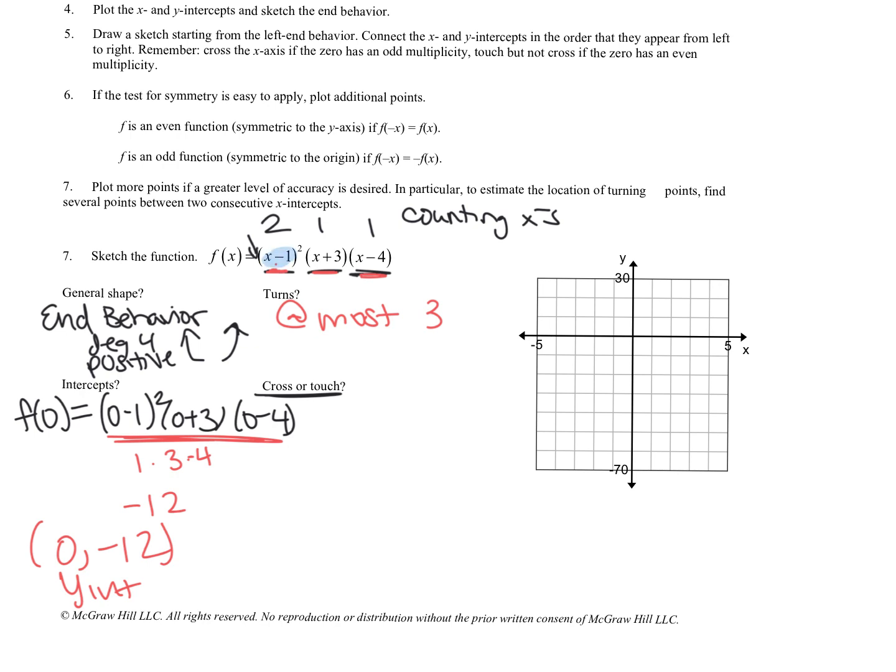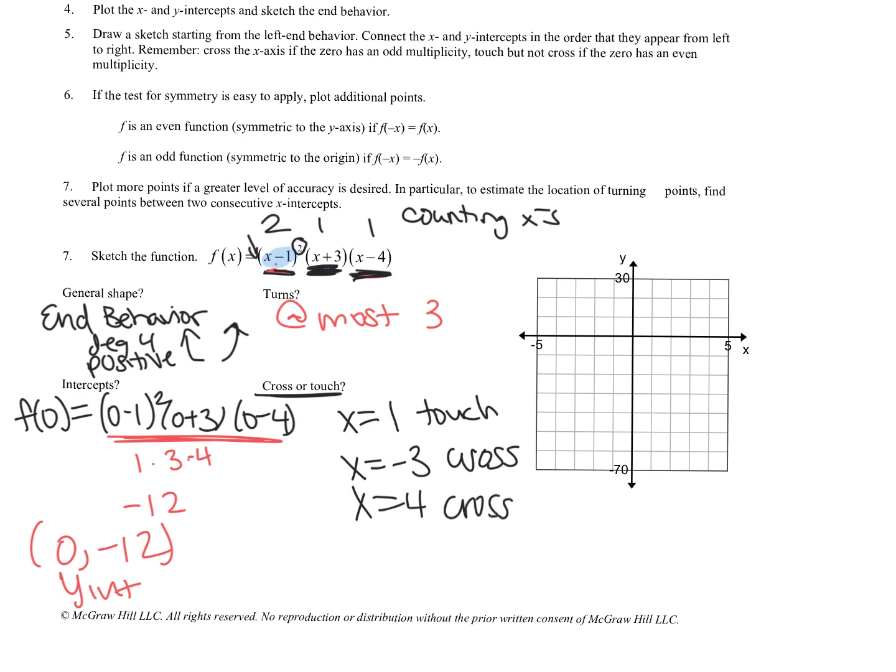All right, so I set this one equal to 0. I get 1. So x equals 1, and it will just touch because it's a multiplicity of 2 because of the squared. I set this piece equal to 0, and I get negative 3. It will cross because that is just to the first power, right? It's just one of our zeros. And then I set this one equal, and I get 4, which will also cross.